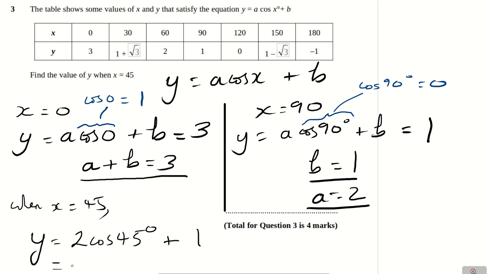Okay, now the cos of 45 is 1 over root 2. So we end up with 2 over root 2 plus 1. Okay, but 2 divided by root 2 is actually equal to root 2. So the final answer comes to root 2 plus 1.